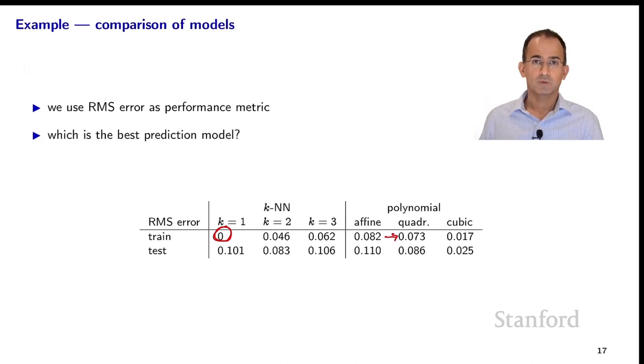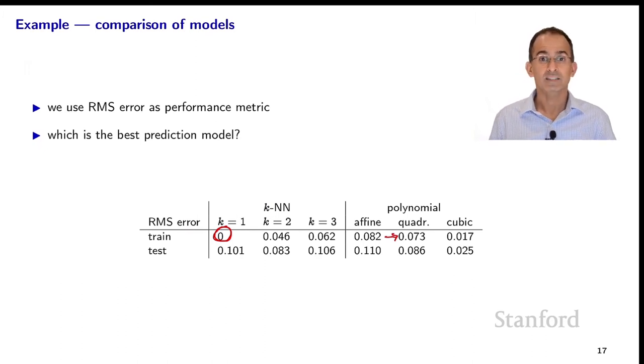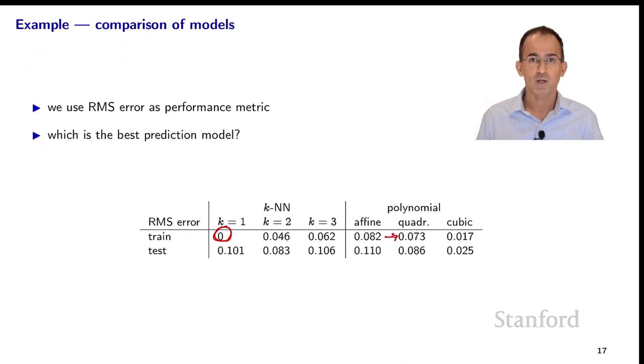This has to happen because we're optimizing over the best possible quadratic predictor. And of course, an affine predictor is a quadratic predictor. It's just a very special one. And so the quadratic predictor is comparing all possible quadratics, including all the affines. And so it has to do at least as well as the best affine predictor. So when we go from affine to quadratic, the performance has to get better.